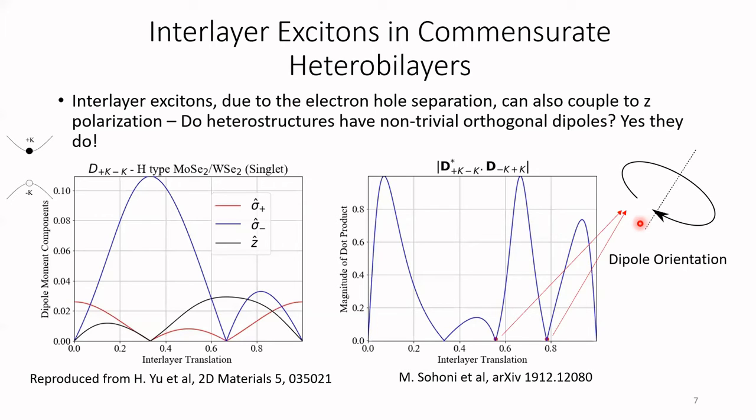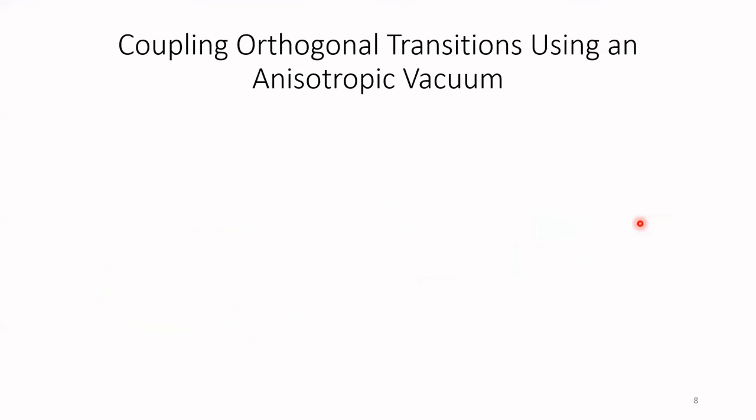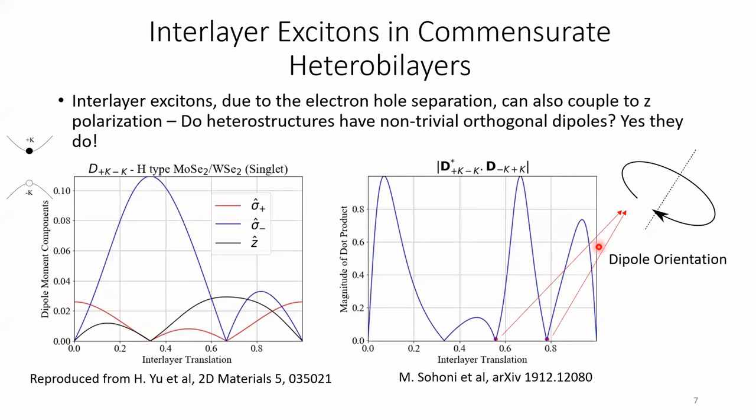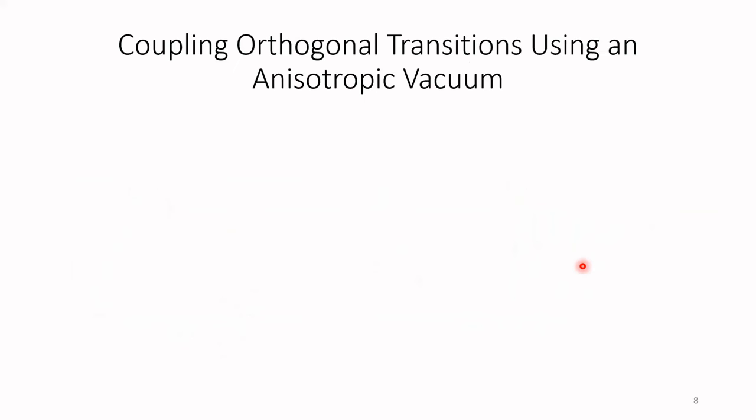So perhaps we can use these and overcome the problem of being stuck in one plane of the Bloch sphere. It turns out that we now have access to the entire Bloch sphere, subject to coherence times and coherence decay. But before we get into that, I'll now talk about how to actually couple orthogonal dipoles, or orthogonal transitions, in an anisotropic vacuum.